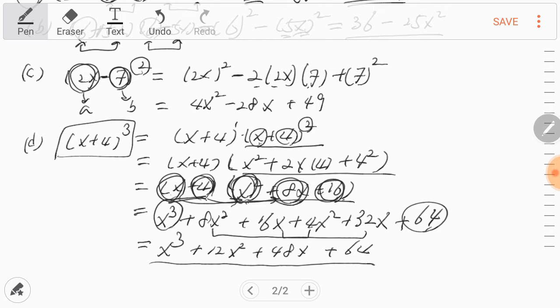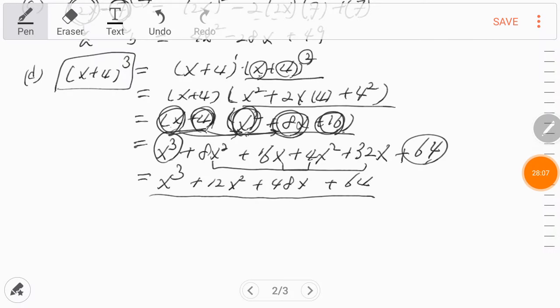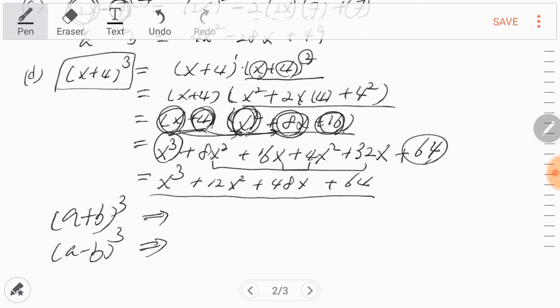Okay, in this case, we can apply the cube formula. Let me explain the special product of a plus b cubed or a minus b cubed. This will be explained in the next section, so let's keep this one for a while.